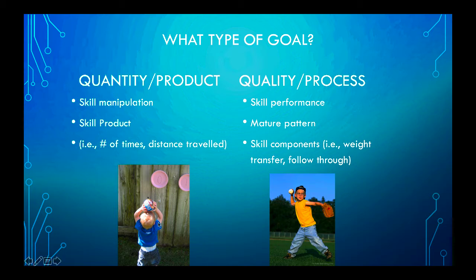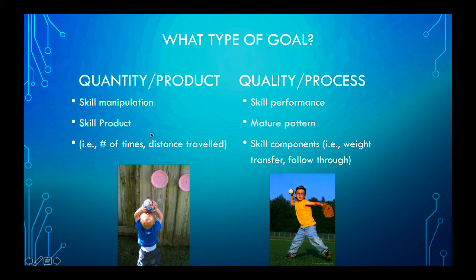So primarily, we want to really focus on quality and process to make sure that the individual is performing the skill at the most mature pattern possible for that individual before we really start working on the product of that motor skill. Because changing our focus to product at times can impact how we perform the skill and therefore can impact our motor learning. So many times we focus on quality and process first, have them performing in a mature pattern, and then start switching over to quantity and product.